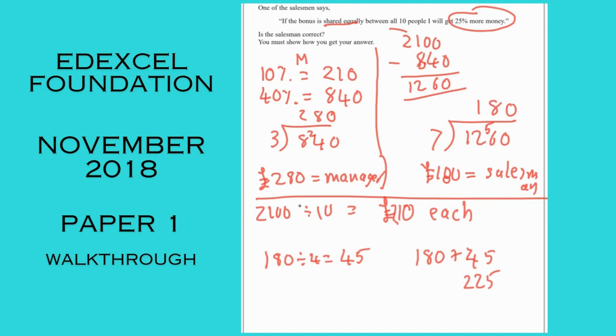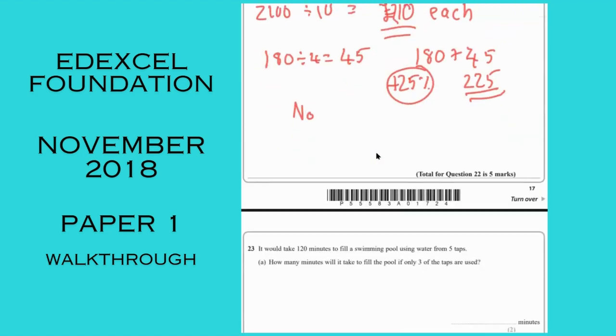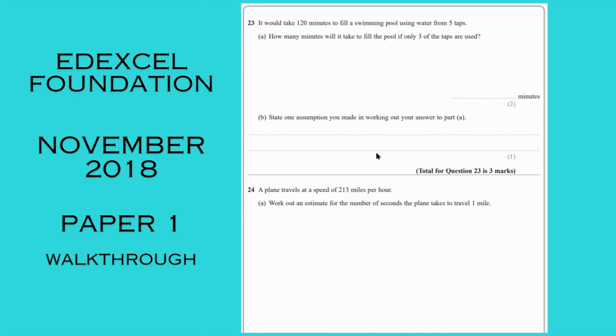Well, as you can see, if they share it equally, they get £210. That's not as much as £225. So it's a no. It's 210 if shared equally. It's 225 if he gets the plus 25%. So this salesman is wrong. Complex question, that one. Not the friendliest.